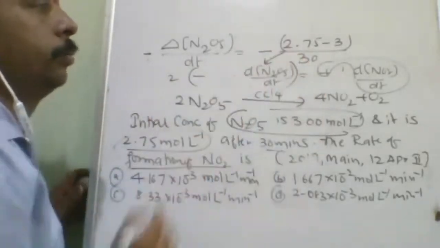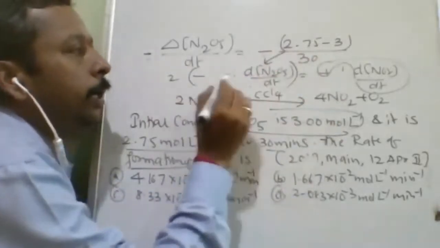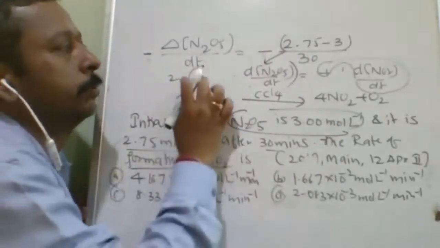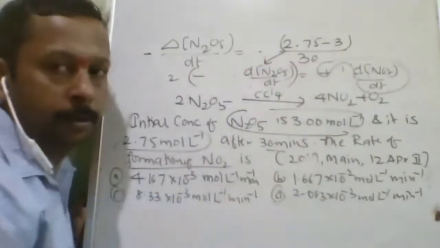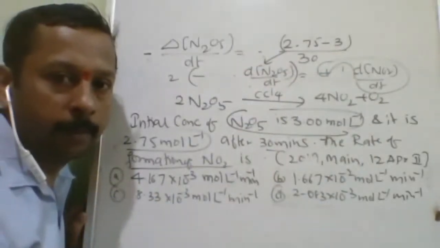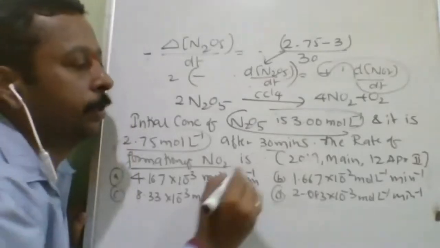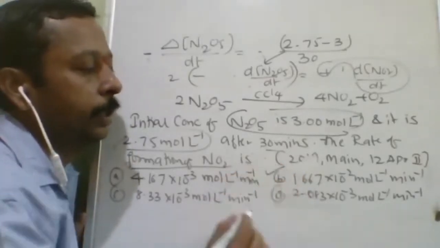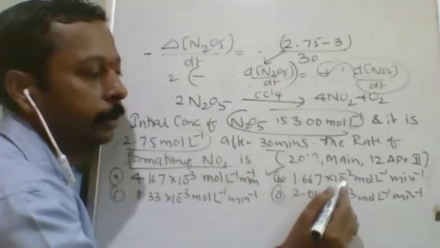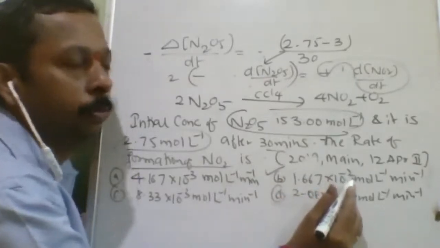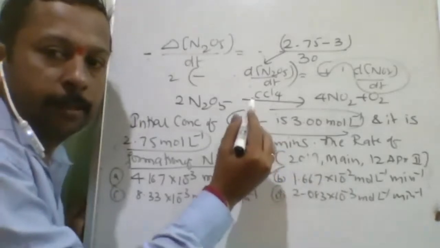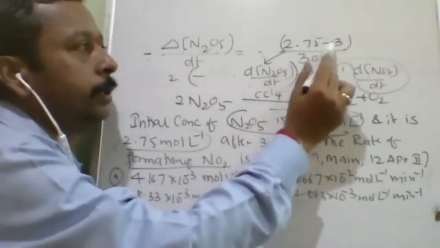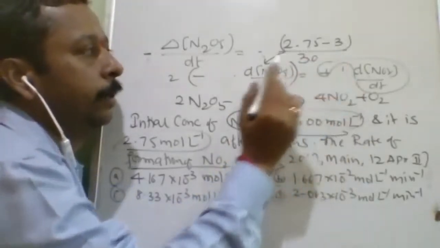This value I already got. If I substitute it here, after simplification this minus and here you will get one more minus. So minus and minus, obviously the rate of formation will be positive. After simplification, I will get 1.667 into 10 to the power of minus 2. Is it understood? So now final minus initial, final is 2.75 minus 3, divided by 30.